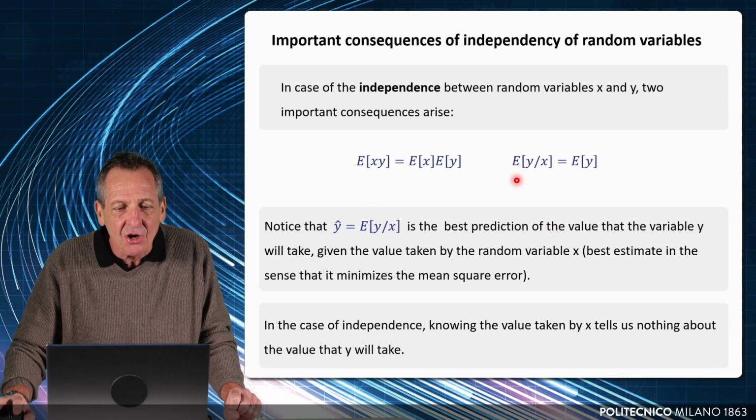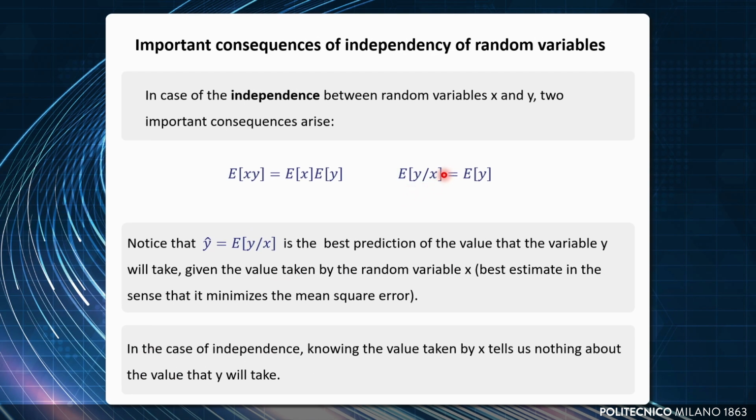And in case of independence, when the conditional expected value equals the expected value of the variable y, there is no advantage in knowing what happened in x, since x tells us nothing about the value that y will take.